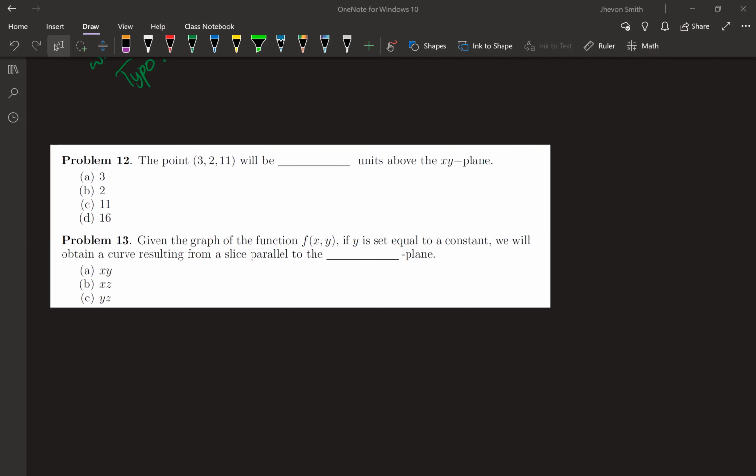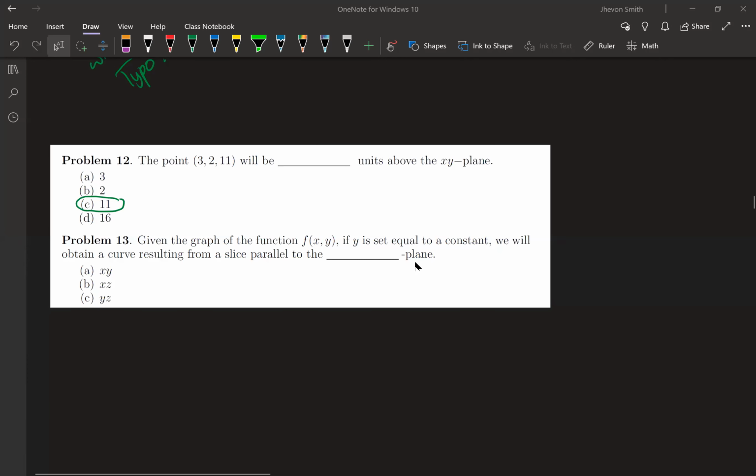Ten more seconds, the rest of you get your votes in. We'll end polling right there. 8% believe that it's A, 23% believe that it's B, 69% believe that it's C. It is C. The Z coordinate tells you the distance you are from the XY plane. Nothing else to say about that, I guess.